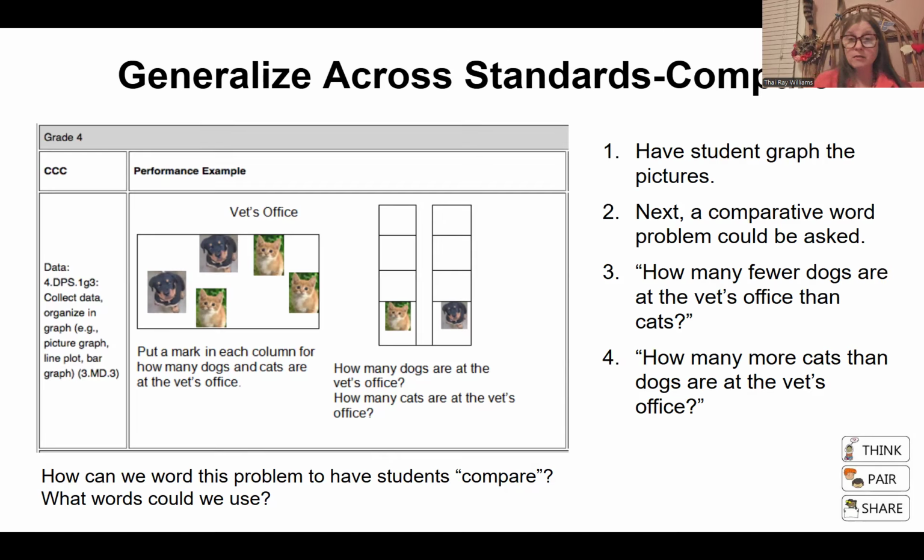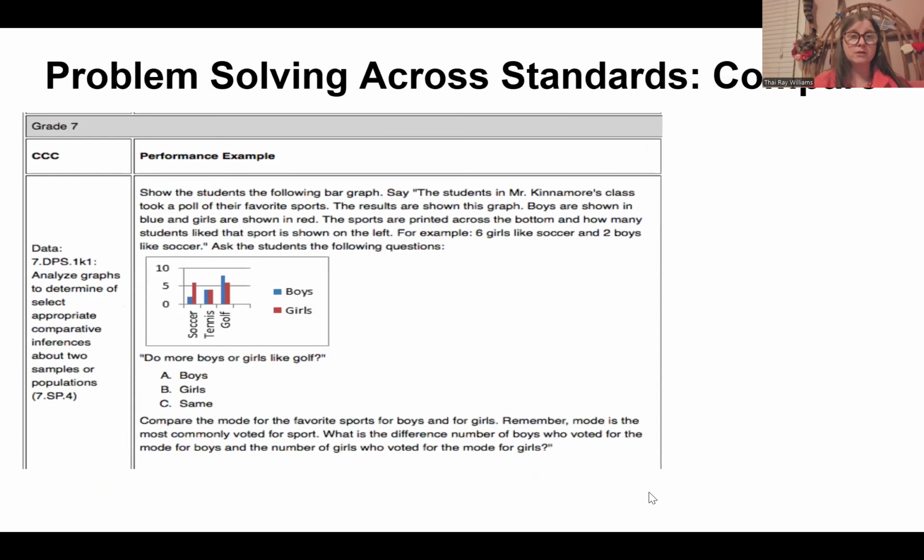You might say how many fewer dogs are there at the vet office, or how many more cats there were. Again, that is just an example of generalization across standards. Here's another one. Again, this is another compare one. In this one, they're taking a poll on students' favorite sports, and then they're using a bar graph to demonstrate what students' favorite sports were. The sports are printed here at the bottom, and you can see the bar graph.